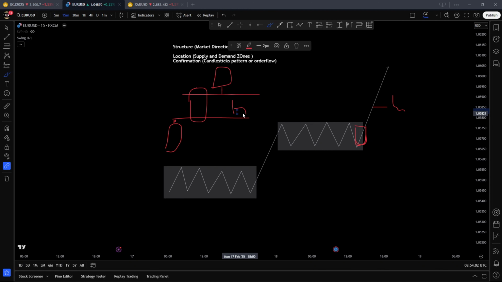Some call it fair value gap. The name doesn't matter, but it's the same concept. Now, if you want to determine your demand zone, basically it is the last candle before the imbalance was created. The imbalance simply represents momentum.